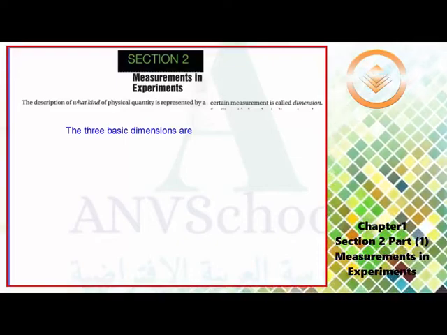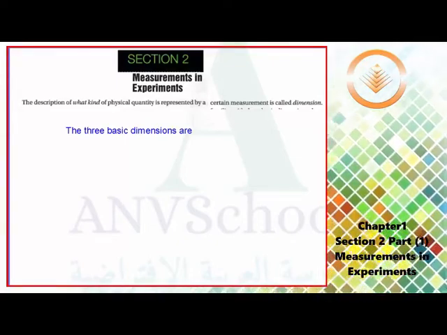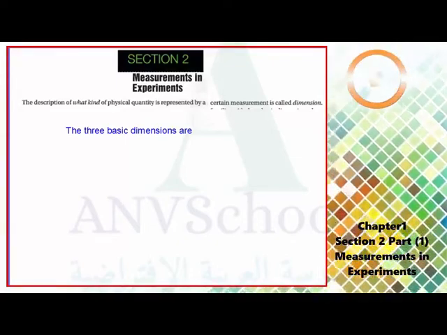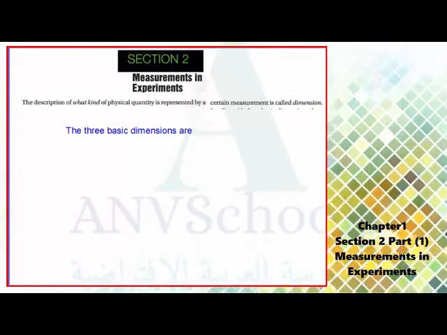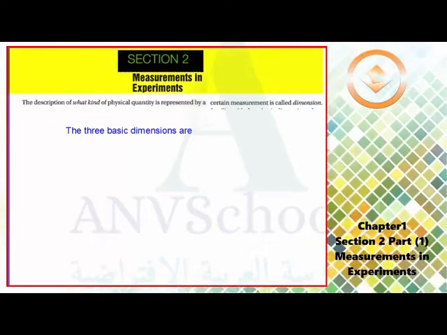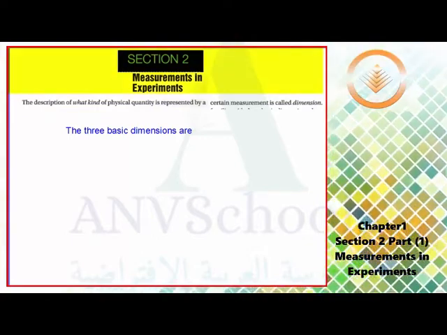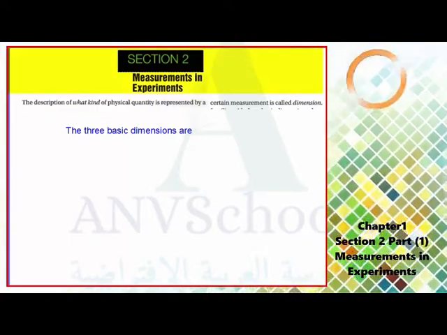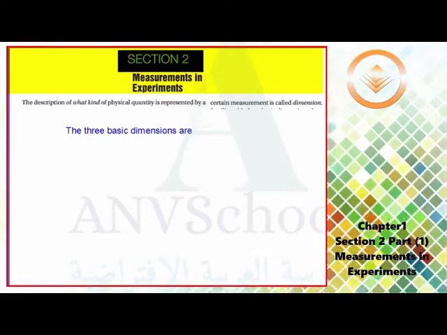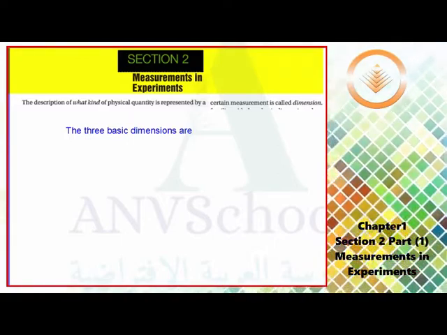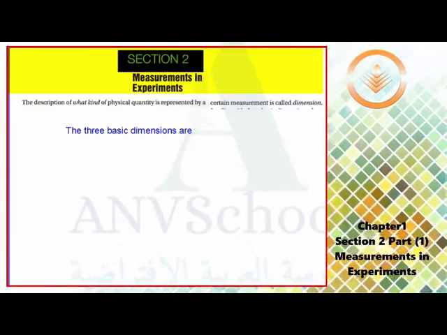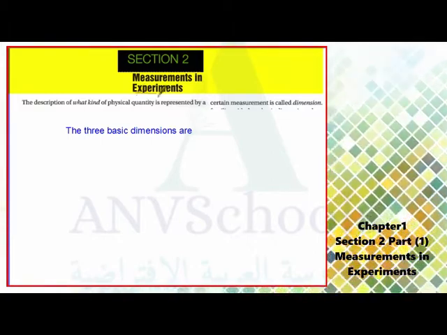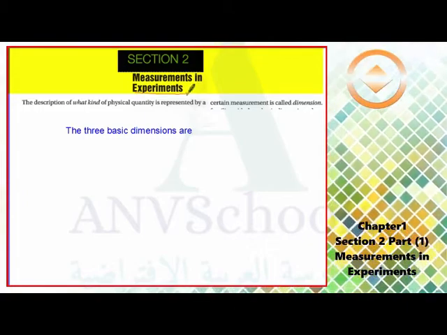The next part is section 2. We are done with section 1. Next one is section 2. That is measurements in an experiment. When we are making an experiment, we have measurements. We may be asked to measure the length of an object, the volume of an object, the area of a given space. So how do you measure in an experiment?